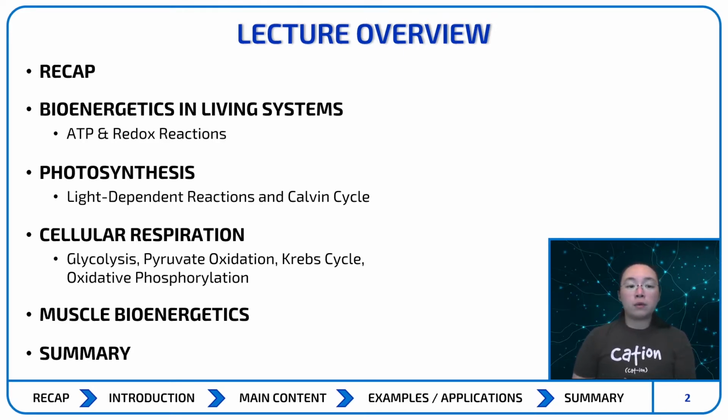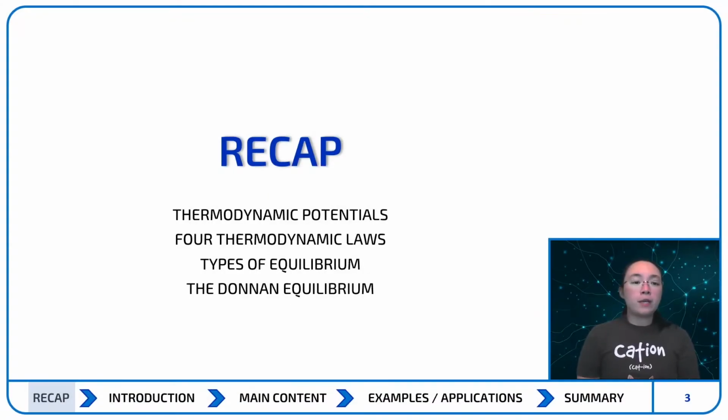Afterwards, we have two main sections of content. One is photosynthesis and the other is cellular respiration. We'll take a look at all of the different processes within each, and we're going to end off with cellular respiration so that we can directly move into some muscle bioenergetics. So let's go through a recap.